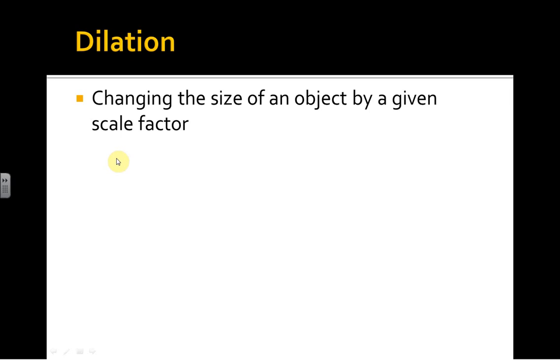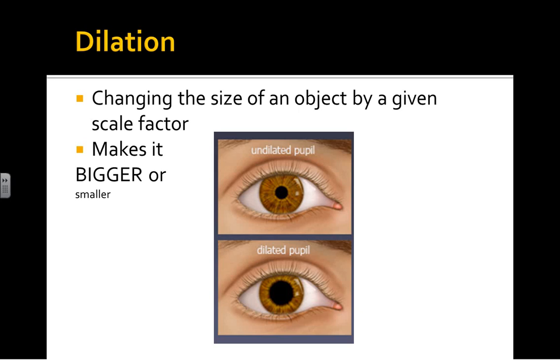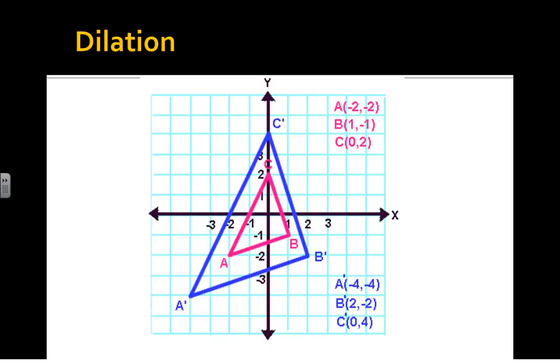A dilation changes the size of an object by a given scale factor. We're actually going to do a completely separate unit about dilations. I just wanted to make sure I included it in this first example of transformations because it does count as a transformation. And think about your eye. It dilates, right? It gets bigger or smaller. That's what a dilation is. So something is getting bigger or smaller. It is the only transformation that changes the size of an object.